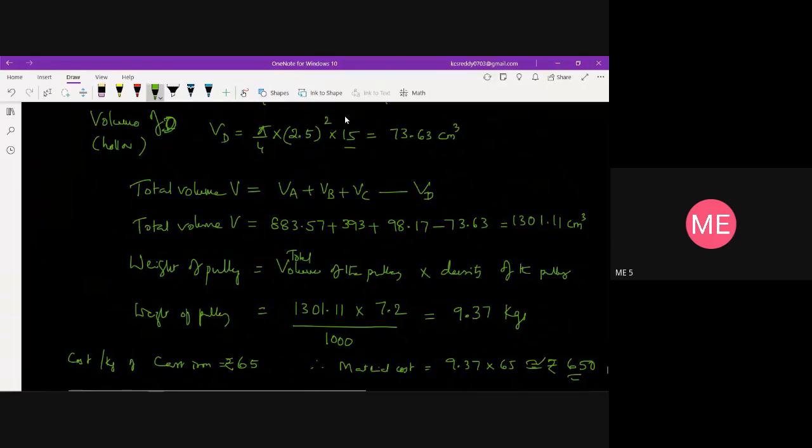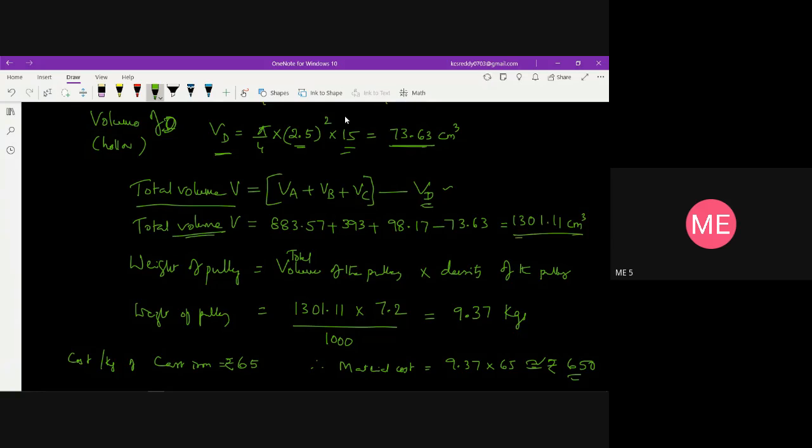Length of the cylinder is 15, so 2.5 is the diameter of that. The total volume of the D component is taken as 70, so this has to be subtracted from the total volume. So total volume is equal to the volume of these three components, A, B, C, minus the hollow portion, which will give the total volume of the component.